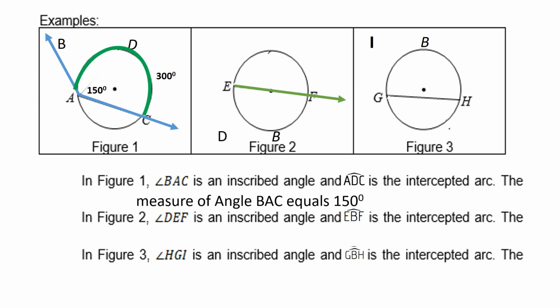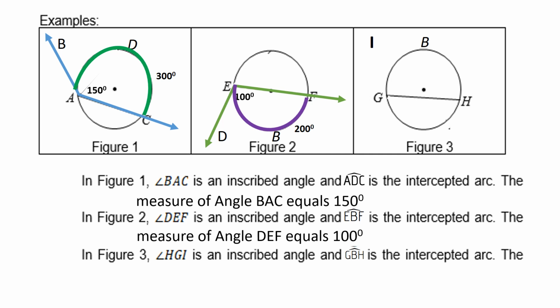Now, in figure 2, we have a secant ray, EF, and a tangent ray ED. So, ang intercepted arc niya ay arc EBF. So, kung ang arc EBF ay 200 degrees, ano ang measure ng angle DEF? So, kalahati. So, that's 100 degrees. So, the measure of angle DEF equals 100 degrees. Okay, next one. In figure 3, we have the secant ray, GH, and a tangent ray, GI. So, ang kanyang intercepted arc ay arc GBH.